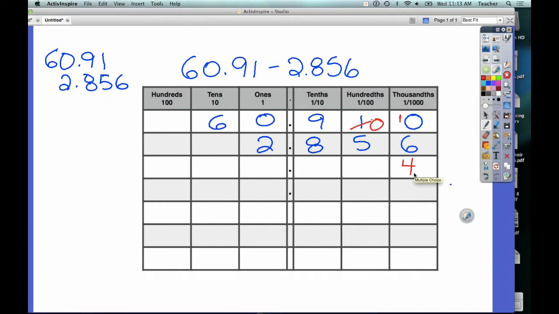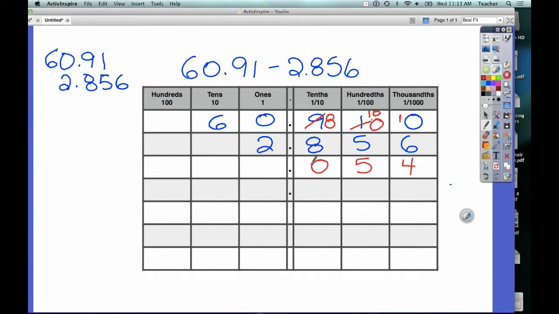0 minus 5. Can I do that? What do I need to do? The bottom's bigger, so you take the 1. Okay, so I'm going to take 1 from the next place over. And when I borrow 1 from this place, how many am I actually borrowing? So the next place over, I'm borrowing 10, right? So now my 0 is going to become 10. What's 10 minus 5? 8 minus 8.